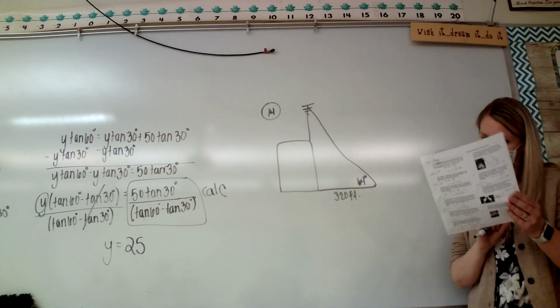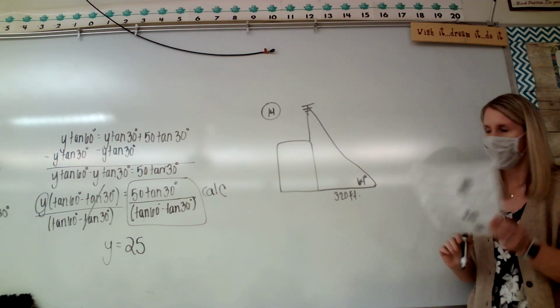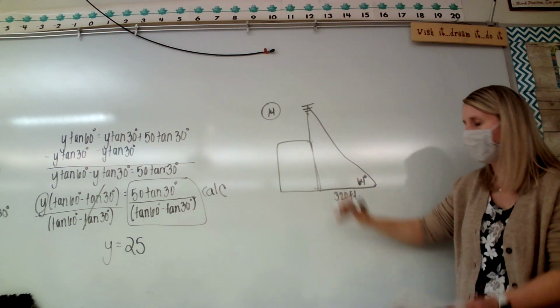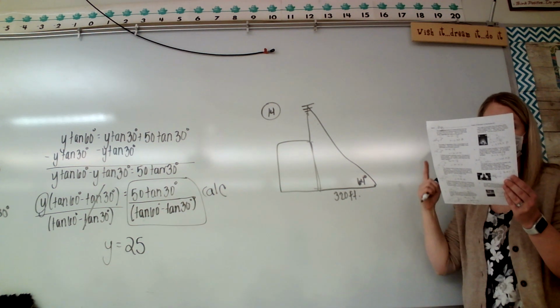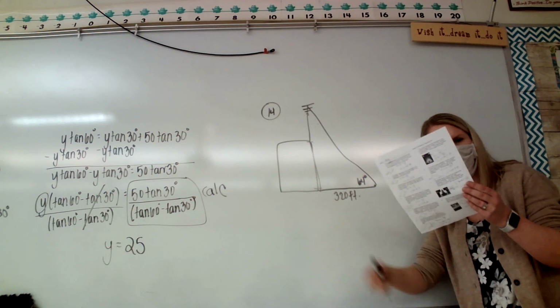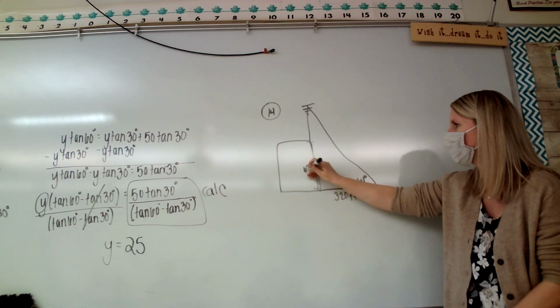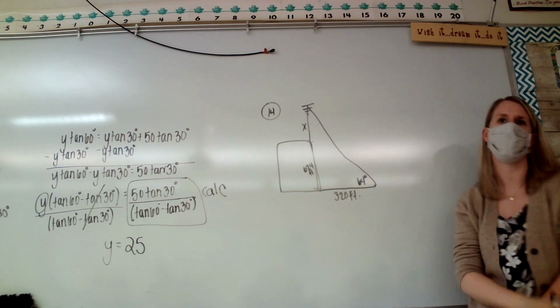Then it goes back and says, if each story is 12 feet high, find the height of the antenna. We know from the beginning that it's a 52-story building, and they tell me that each story is 12 feet. So 52 times 12 is 624, from here to here, and I want to find that.